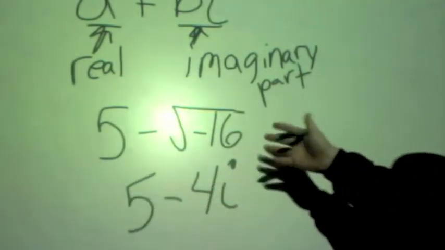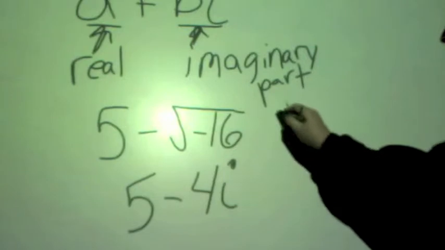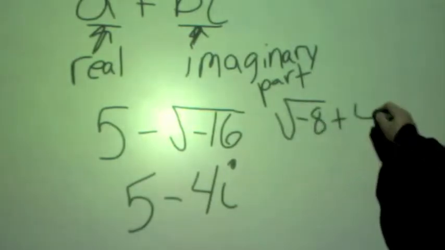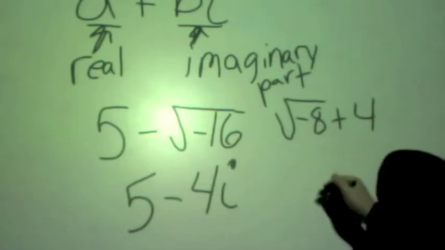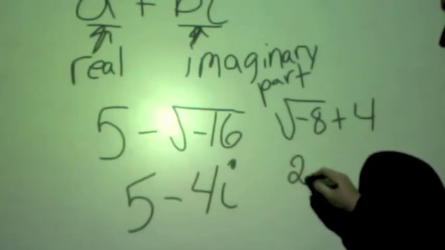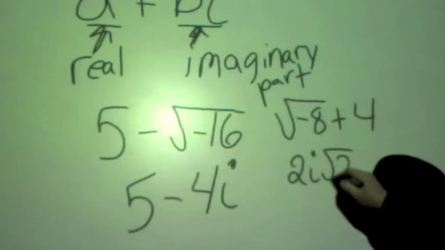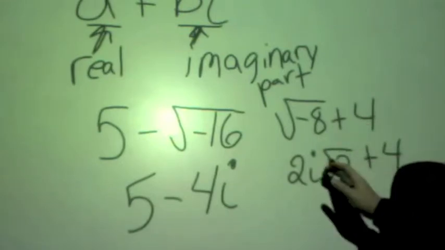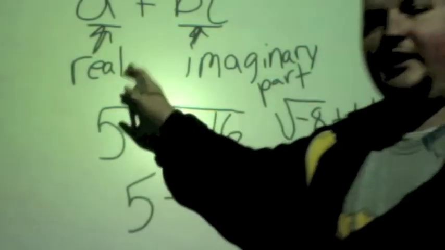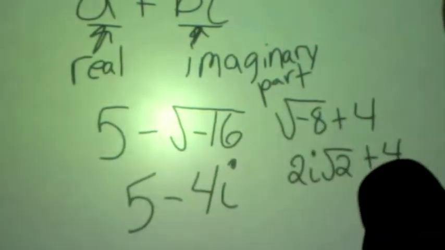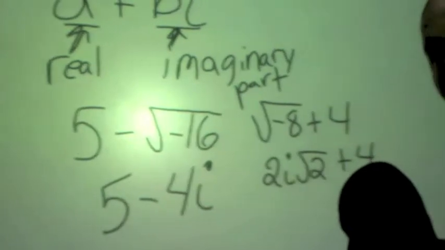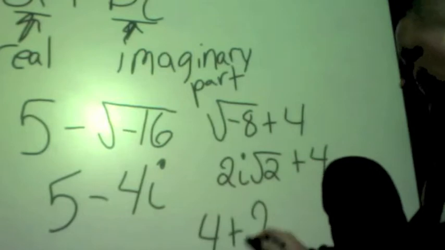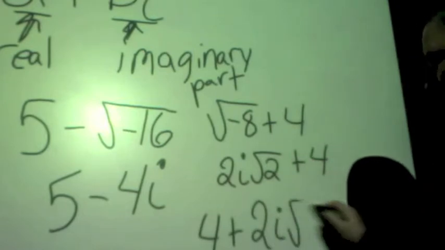If we have something like this, the square root of -8 plus 4, the square root of -8 becomes 2i radical 2. We add the plus 4. This isn't in complex form because a comes first. So we have to rewrite this with the a first. So this would be 4 plus 2i radical 2.